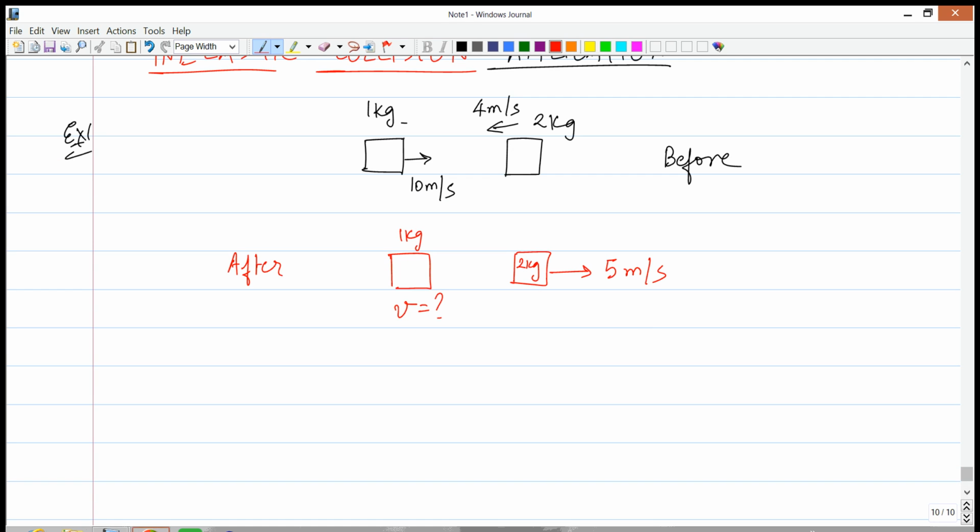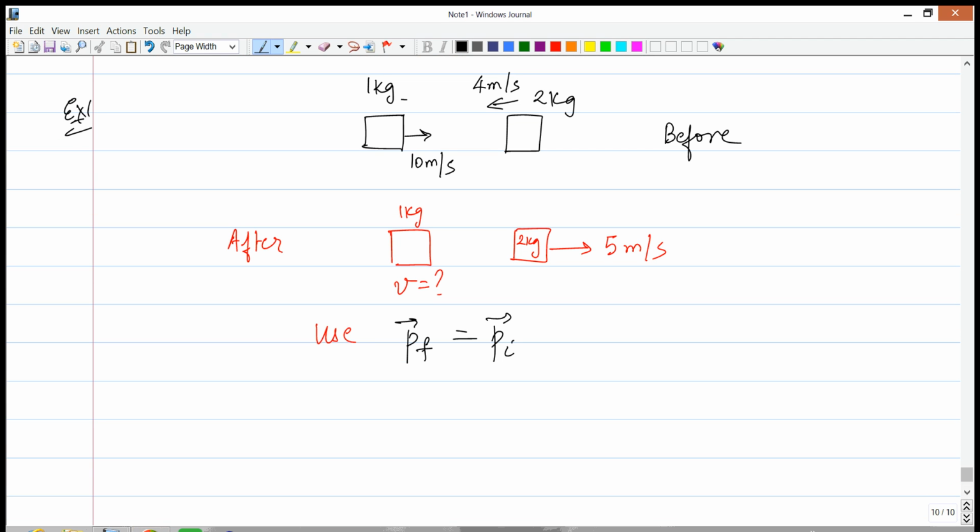Since we do not know what kind of a collision it is, all we know is that the blocks are moving and no other information is given, we cannot assume KE_i equals KE_f. So we will use P_i equals P_f. It doesn't matter which order you write it in.